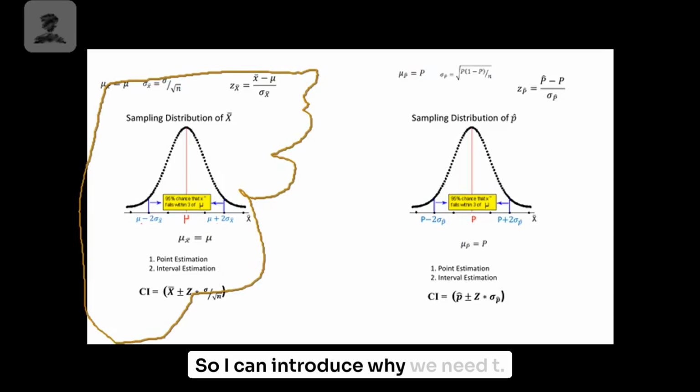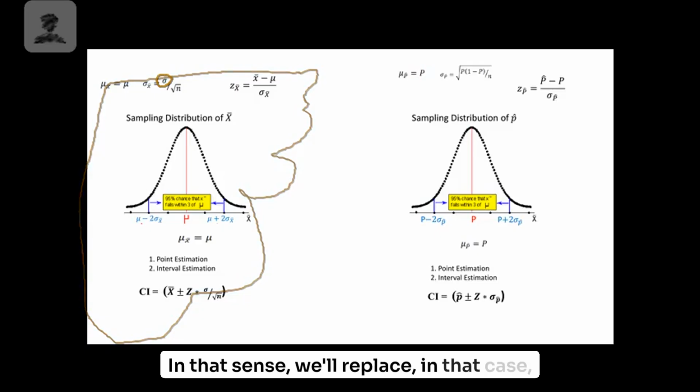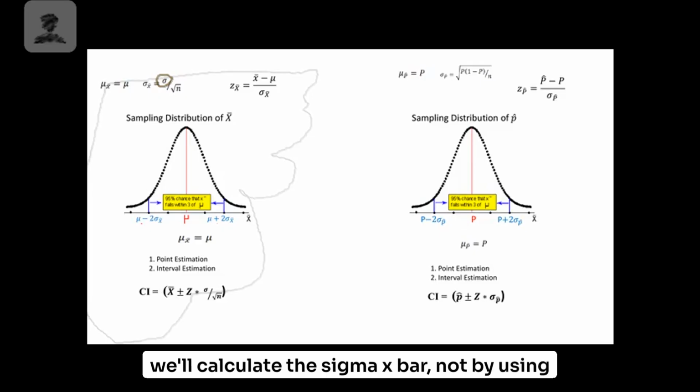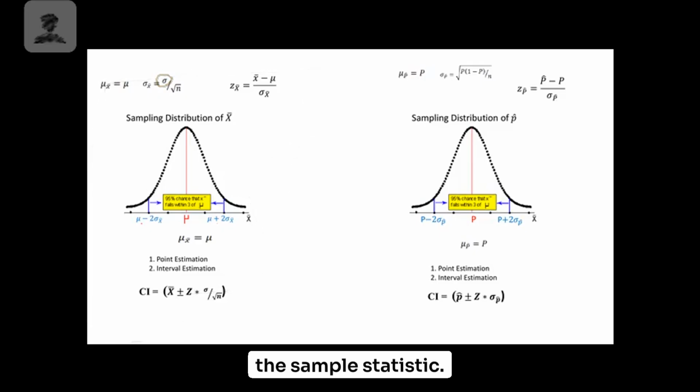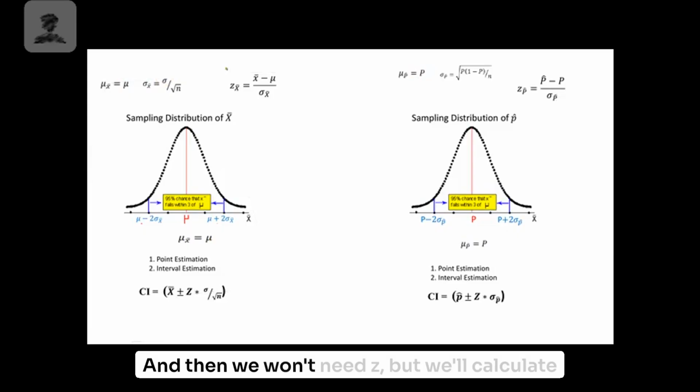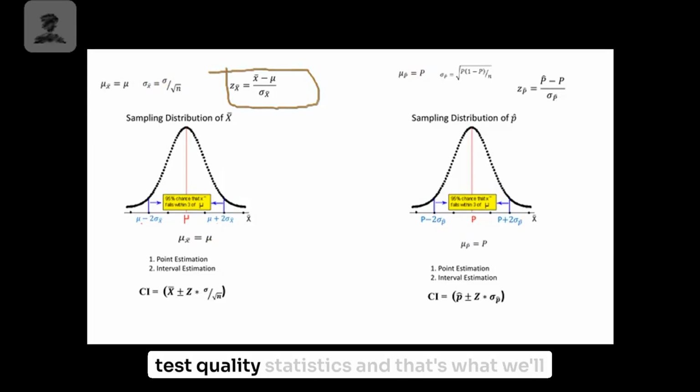So I can introduce why we need t. In real life situations, we actually do not know the sigma in the population. In that case, we'll calculate the sigma x bar not by using the sigma of the known population, but using the sample statistic. And then we won't need z, but we'll calculate a different test statistic called the t statistic. And that's what we'll talk about in this video.